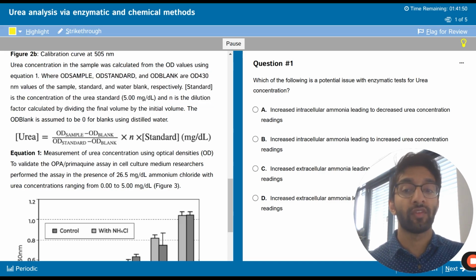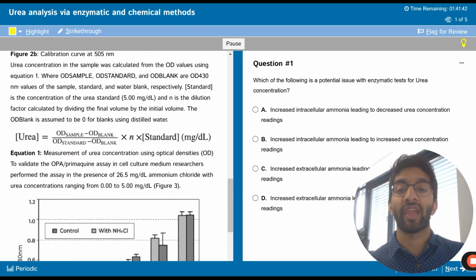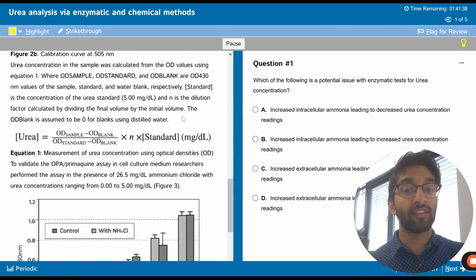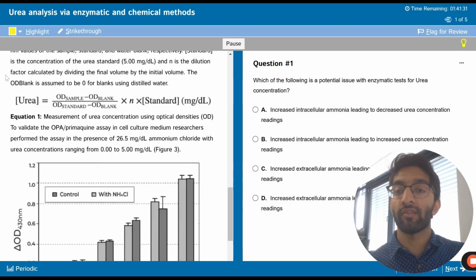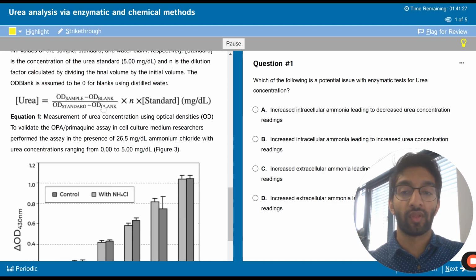Because one of the biggest mistakes you can make is just looking at the equation and assuming that N means, I don't know, number of molecules or something, when actually N is the dilution factor. So don't make these assumptions. Always check what they describe the equation to be. And the OD blank is 0 for blanks that have distilled water. Anyway, those are what the values are.